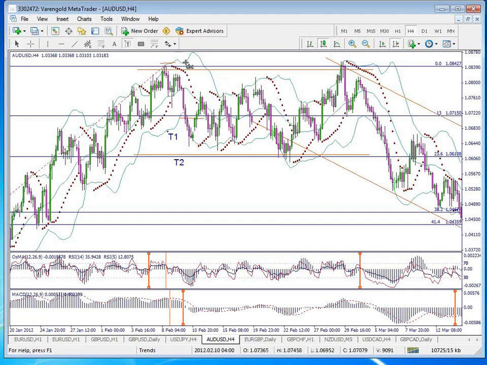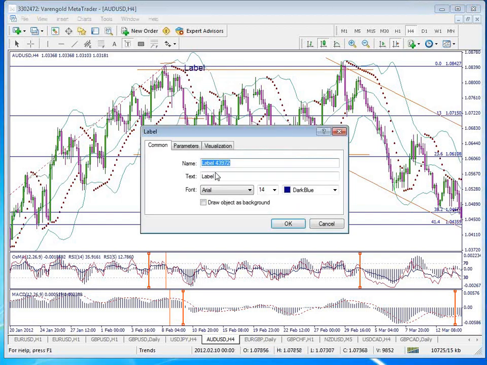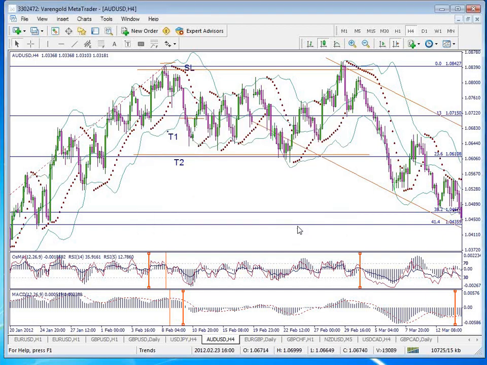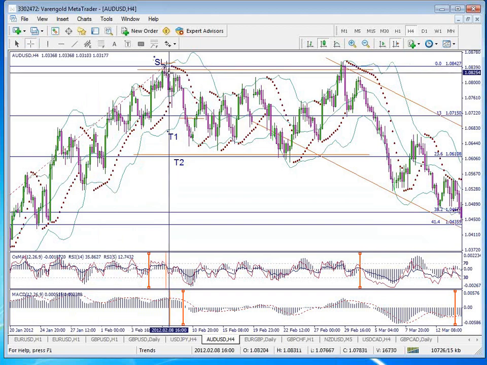Here I will just put one note that we have the stop loss. So when I have the target, I will just have the entrance, the entry here.